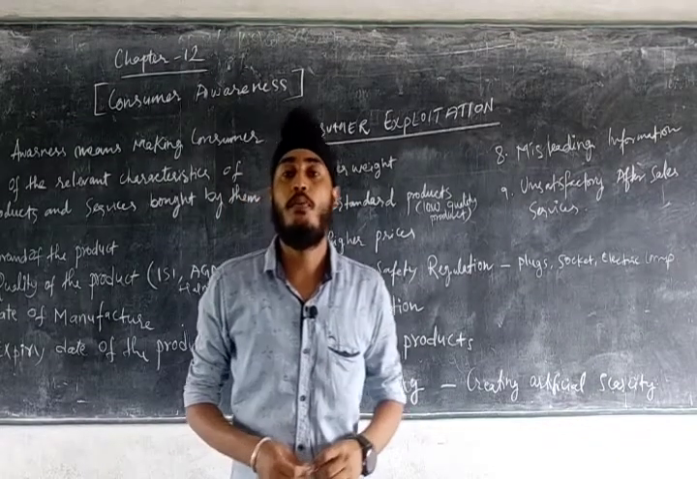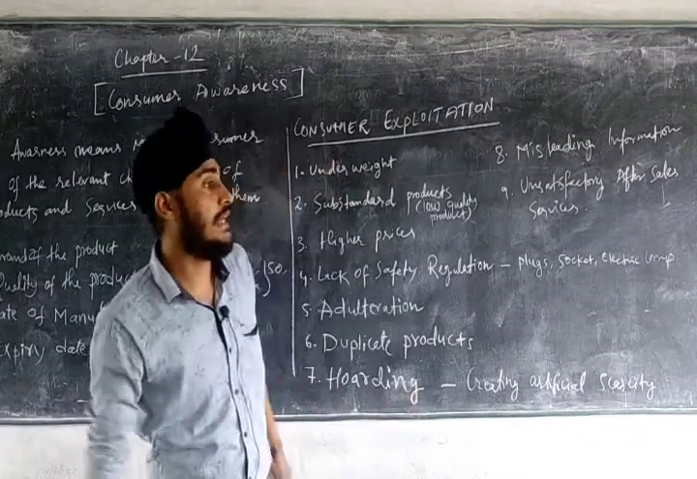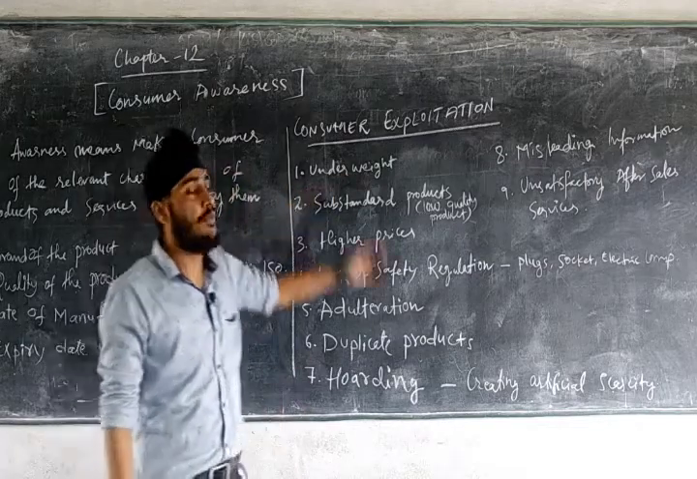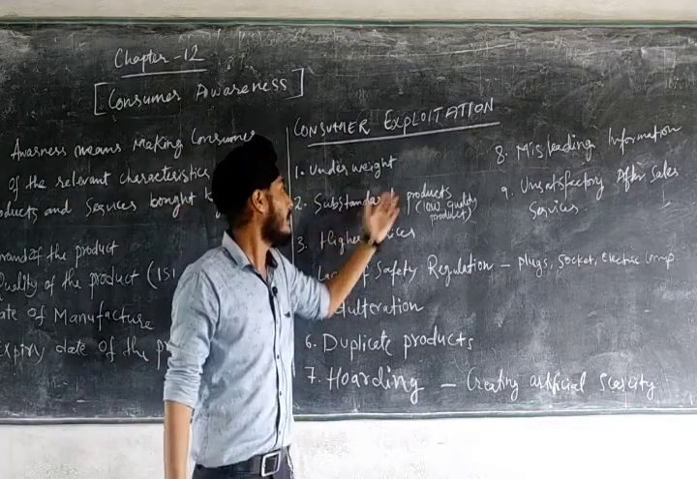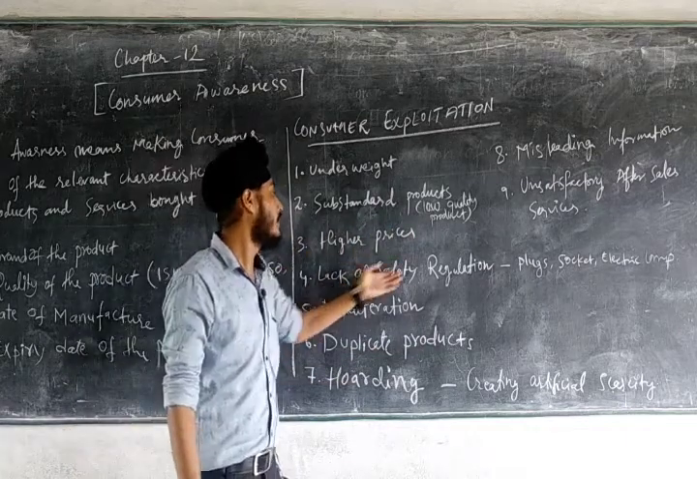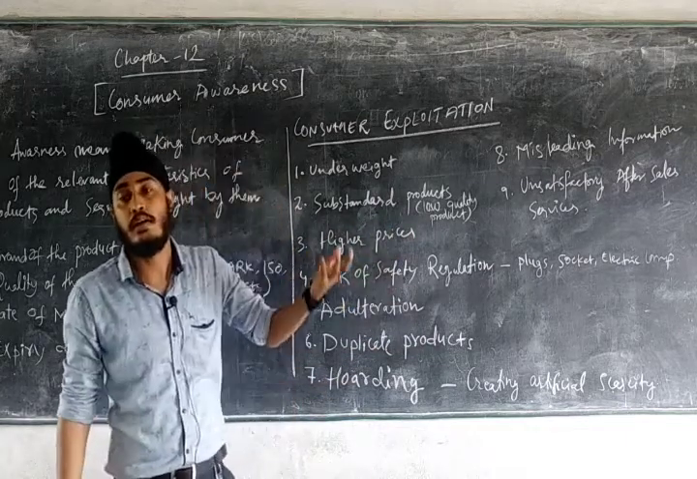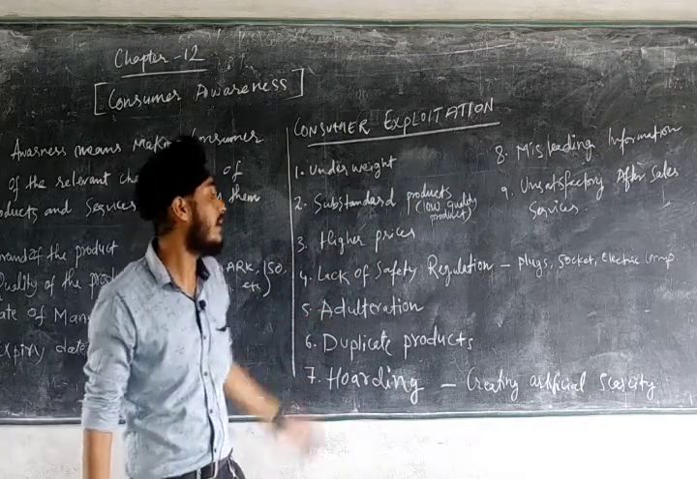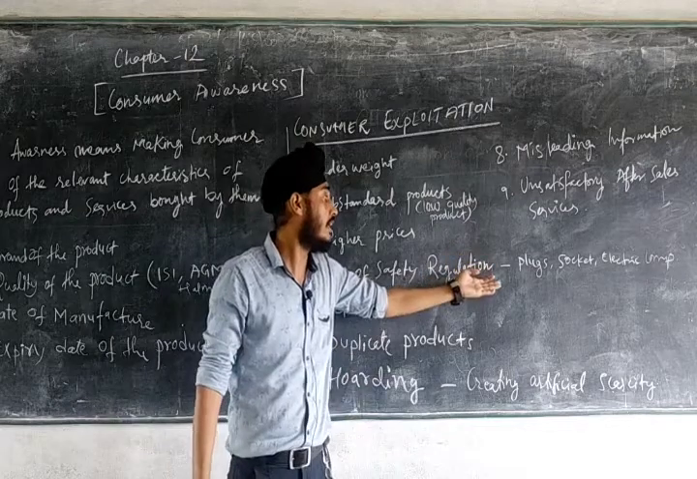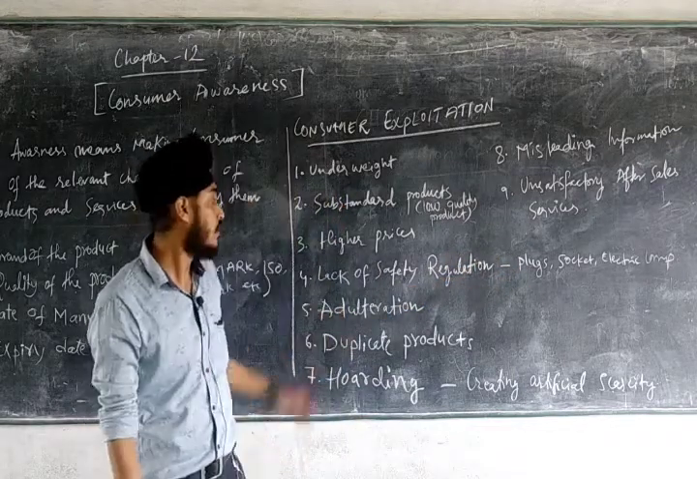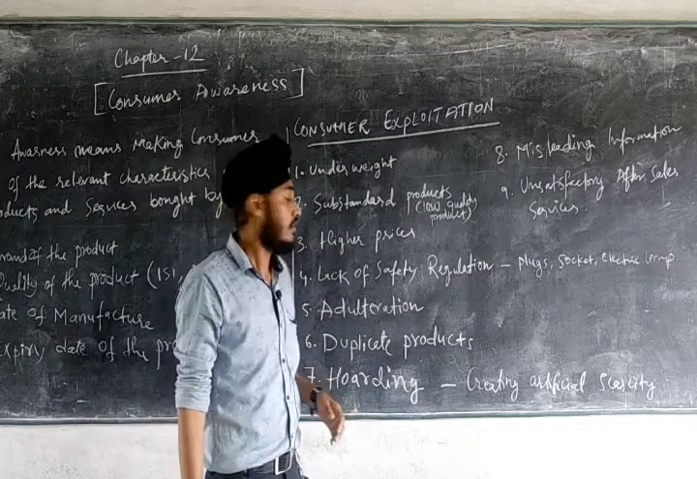Now let us see some of the ways by which consumers get exploited by the manufacturers or sellers. The first one is underweight. Next one, substandard product, that's low quality product, higher prices, lack of safety regulation. Now some of the sellers or manufacturers don't follow any safety regulations for electric appliances like plugs, sockets, electric lamps, which may lead to accidents. So this way it can exploit consumers.